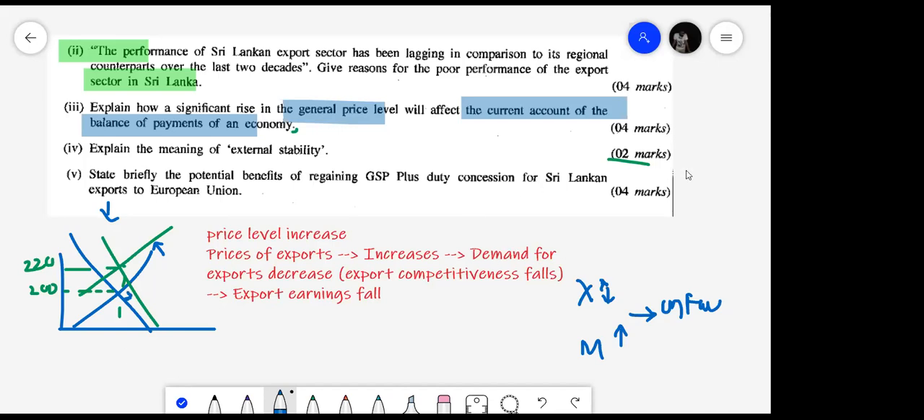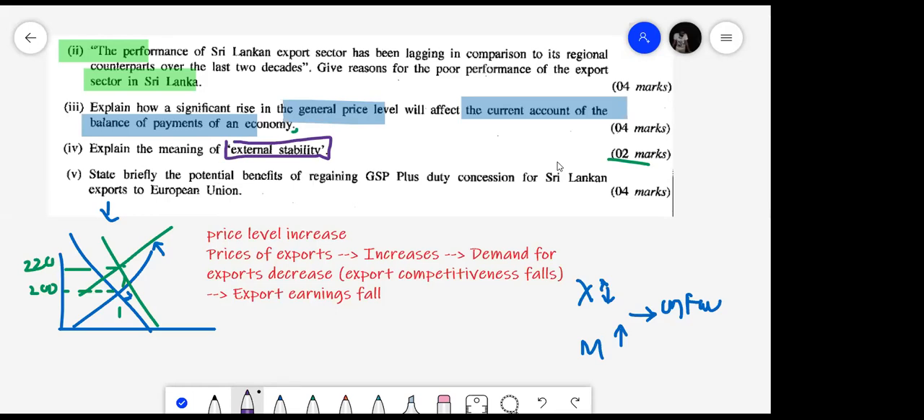So what is external stability, guys? Once again, can you give me an answer? External stability, in very simple terms, is where your exchange rate and your balance of payments are stable. The exchange rate is stable and the balance of payments is balanced, so you don't have huge deficits or surpluses. That is what external stability means: a stable exchange rate and a balanced balance of payments. Simple thing. You can write it in your own words.